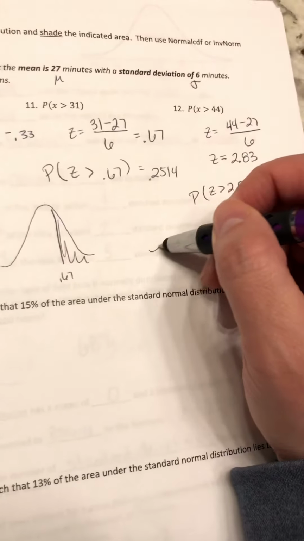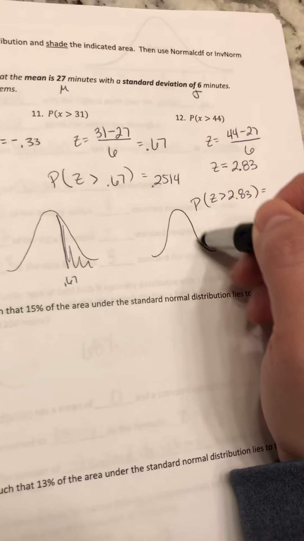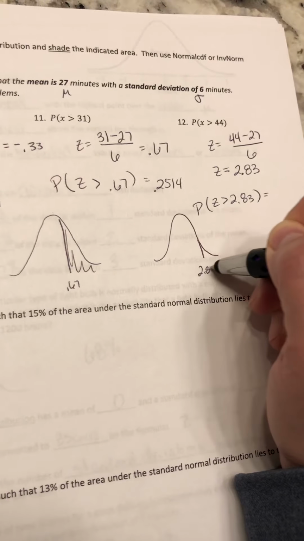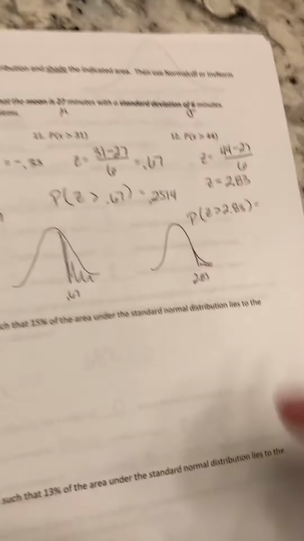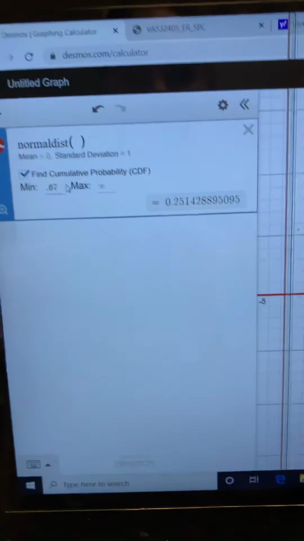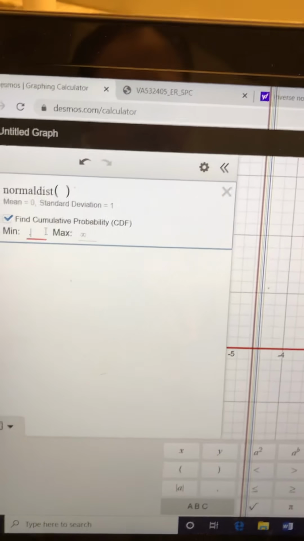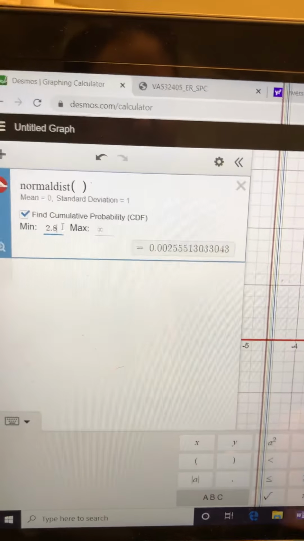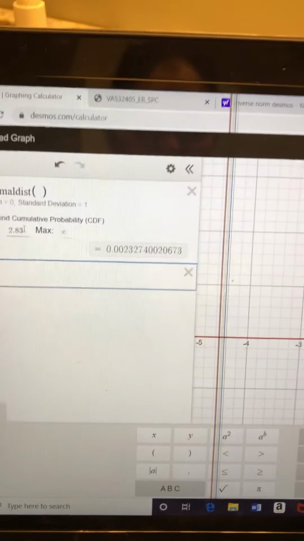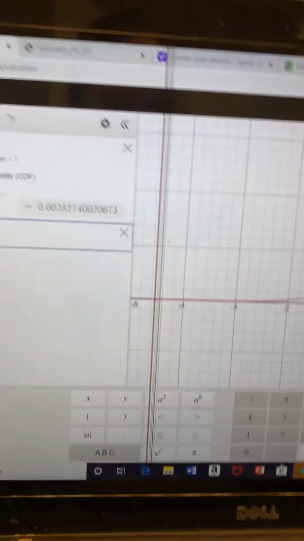So on the chart, I'll need to do 1 minus. So I got way up here is 2.83. On the calculator, I'll do normal CDF 2.83 comma infinity. On Desmos, I do 2.83 and I get 0.0023.